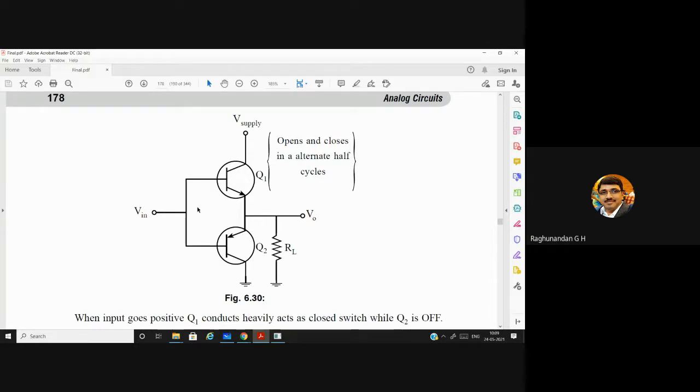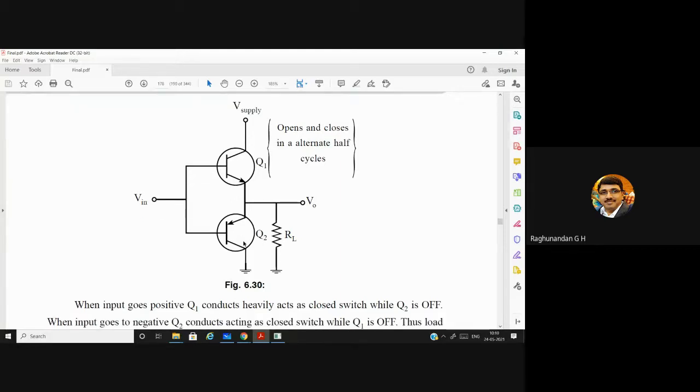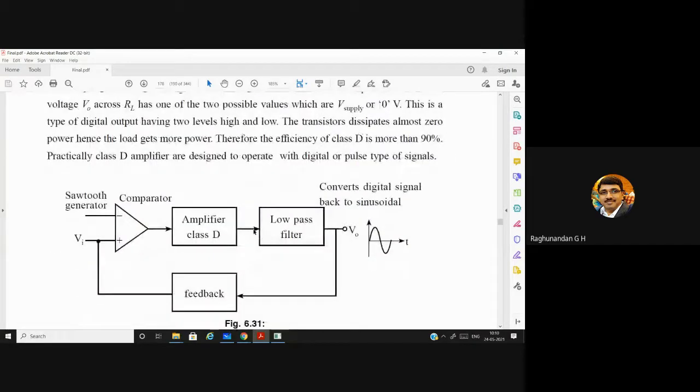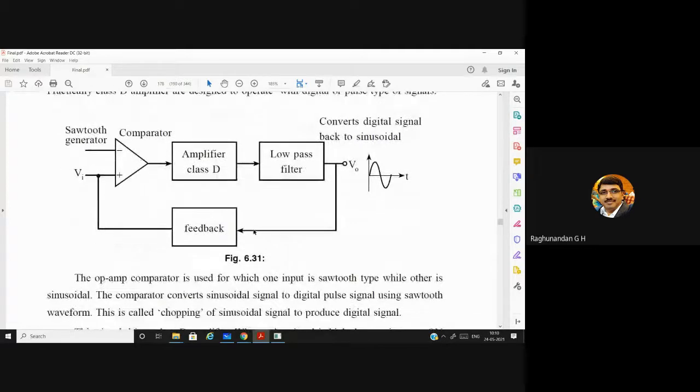So by using this concept of opening and closing two transistors together, a new idea was developed. That idea is this one. So in the exam, if they ask, you need to write this only.